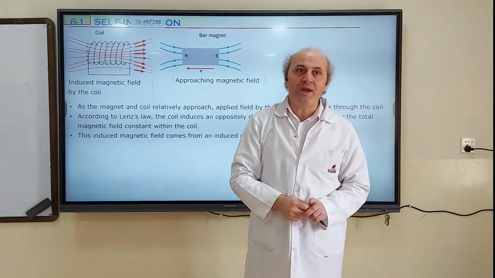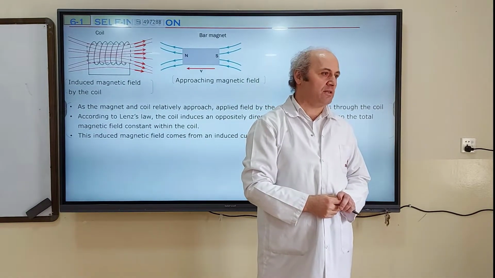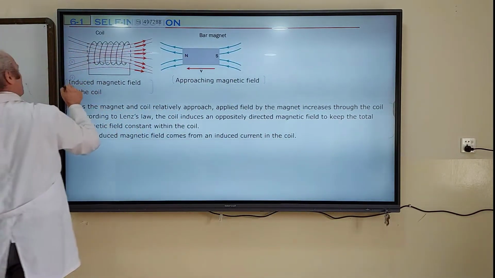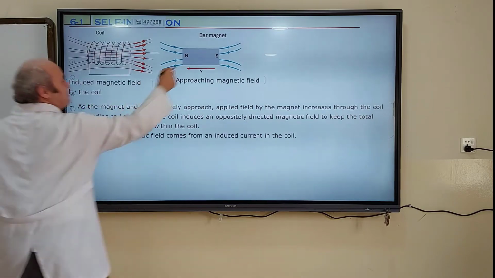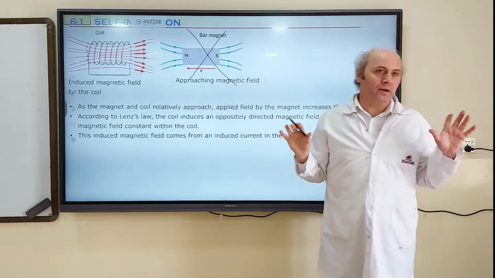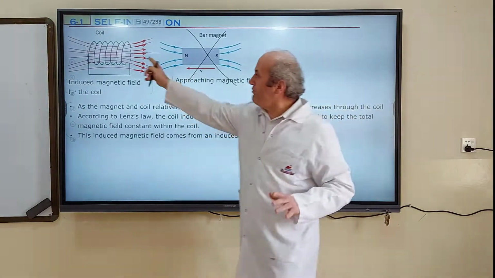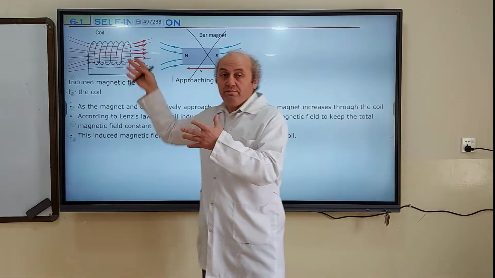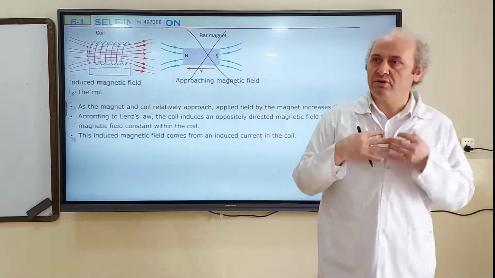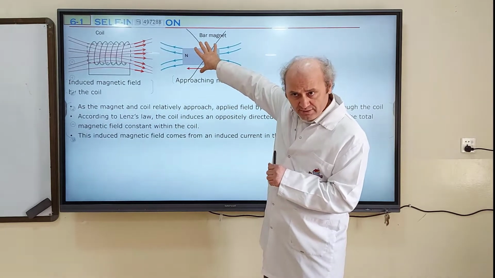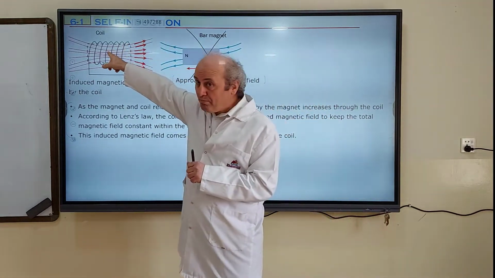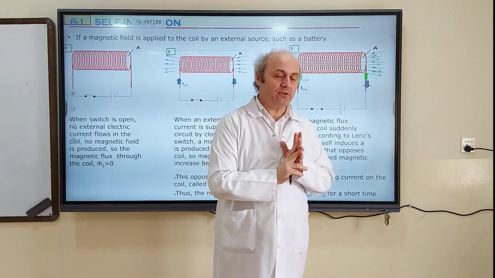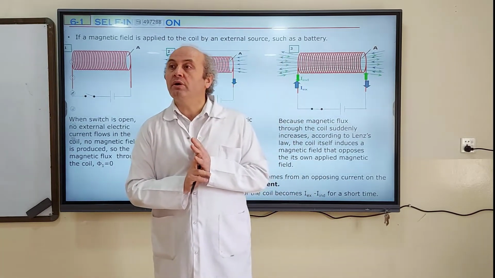But in self-induction, we are not going to use an external magnetic field. We are not going to use a bar magnet. So we will not use a bar magnet in self-induction. This is not going to be in our study. Only we will have a coil in self-induction. But this coil must produce an applied magnetic field. In here, the applied magnetic field was the bar magnet, but the applied magnetic field in self-induction will be provided by a battery. So we are going to connect this coil to a battery.